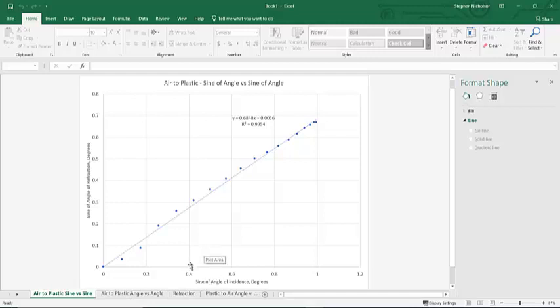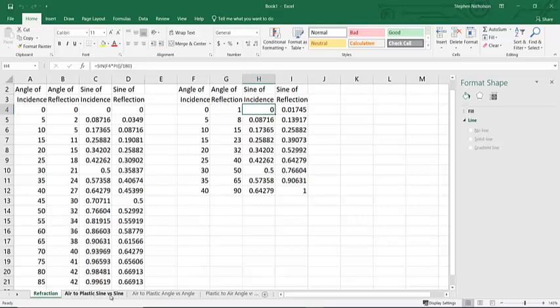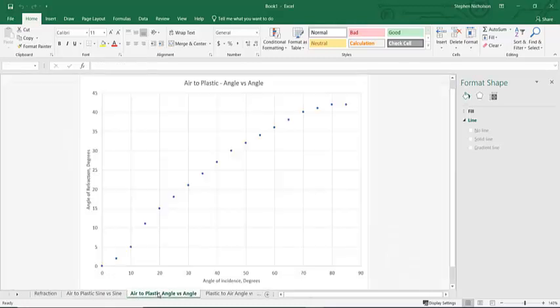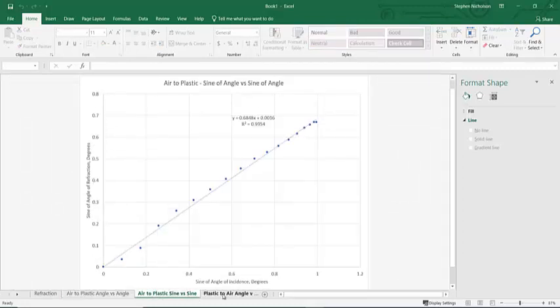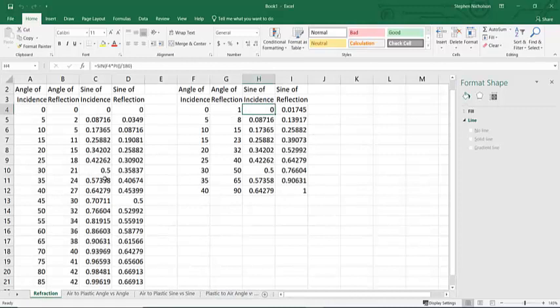Okay. So that is it for the angle of refraction and angle of incidence. I don't like this particular order, so I'm going to move the data to the left. So it's refraction, air to plastic, air to plastic. Let's move this to there, so it's air to plastic, angle, angle, air to plastic, sine, sine, then plastic to air, and then plastic to air. So that has some kind of logical sequence of data. Okay, so that is the refraction stuff.